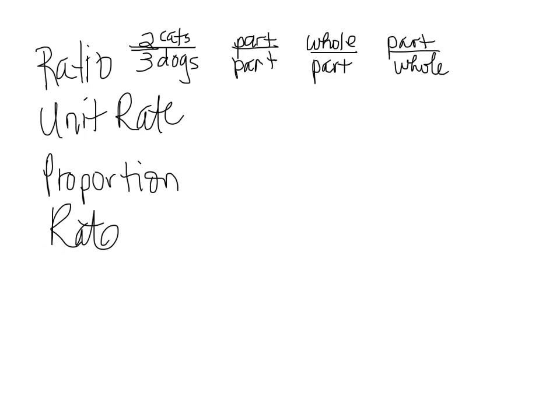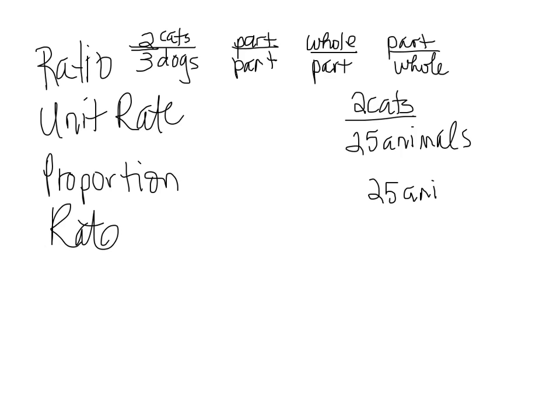It would be a part to part. Because do you think that there's other animals at this pet store? Yeah. Do I have a total in that ratio? 2 cats to 3 dogs. Do I have a total number of animals? No. Let's say that I did this. There are 2 cats to 25 animals at the pet store. What is this? This is part to whole. If I flipped it and said, for every 25 animals at the pet store, there are 2 cats. This time it's a whole to part comparison. Do you see the difference?